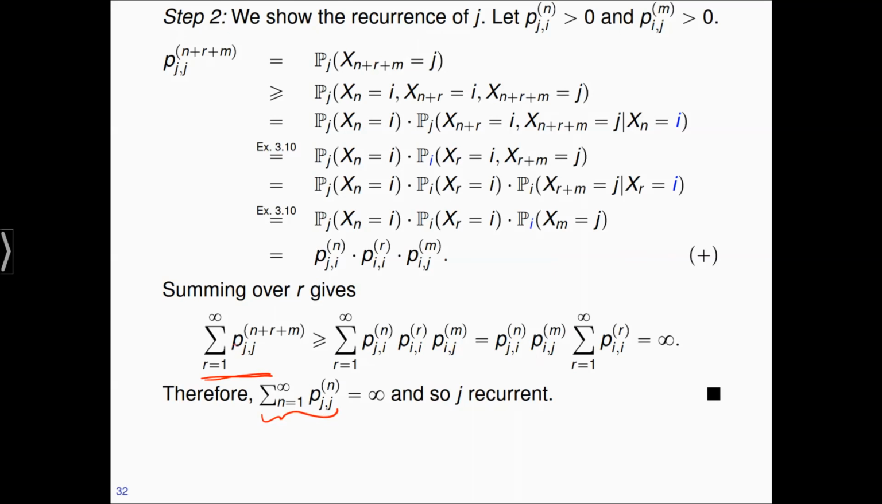Here you sum up the pjj starting from n plus 1 plus m. Here you sum up the pjj starting from n equal 1. And if this part starting from n plus 1 plus m is plus infinity, then of course this full sum will also be plus infinity. And by the recurrence transience criterion, this shows that j is recurrent. And this is what was left to show in this proof, and we are finished with the proof.